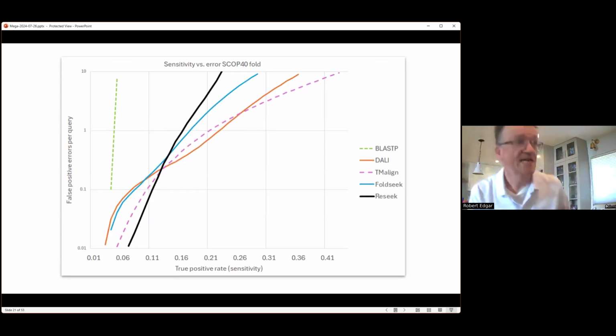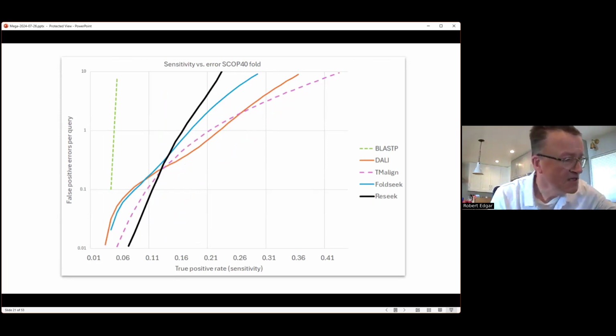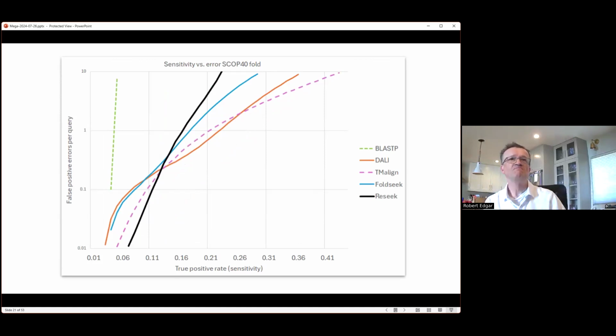So the other standard you might use is fold instead of superfamily, and now you see you have a qualitatively different picture because Reseek is doing well at low error rates, but then it does increasingly worse at high error rates. So what's going on here?